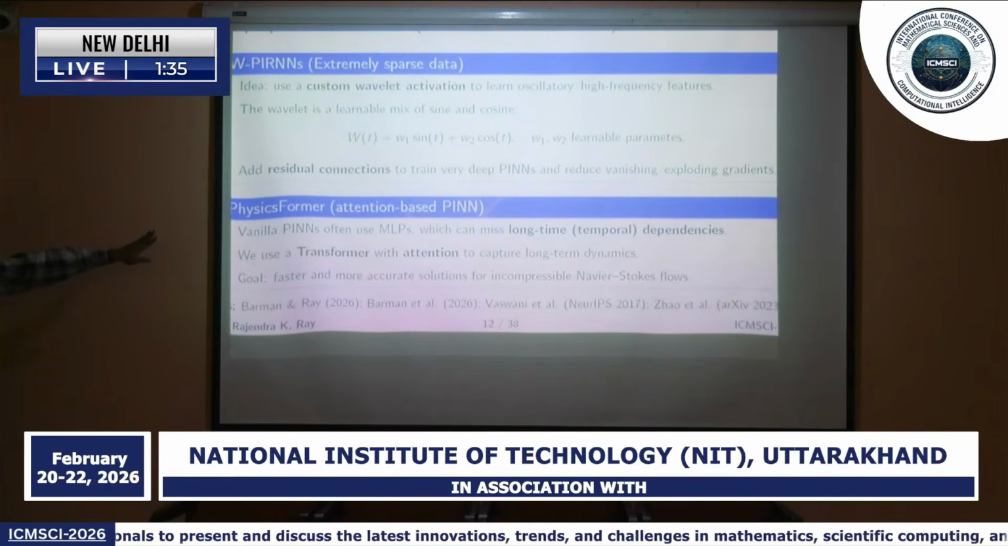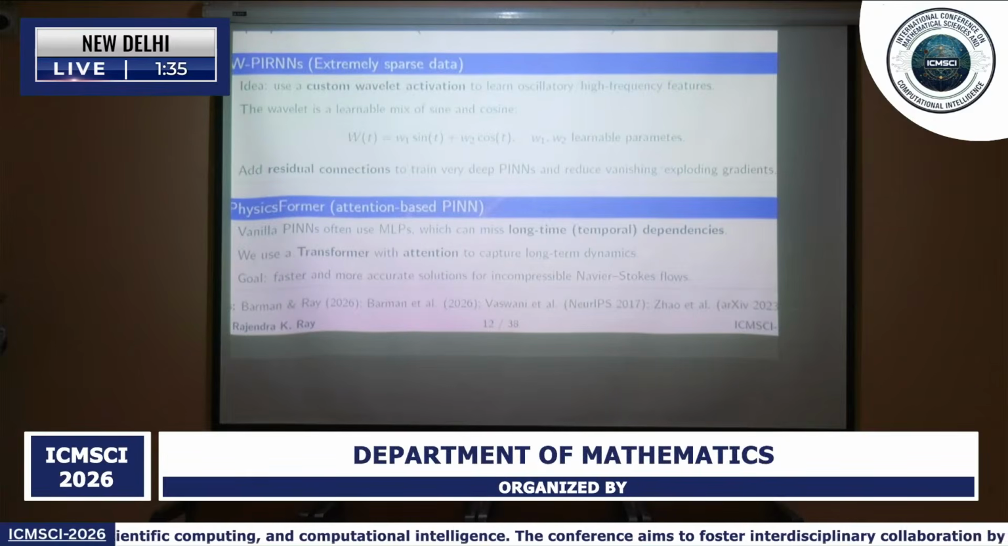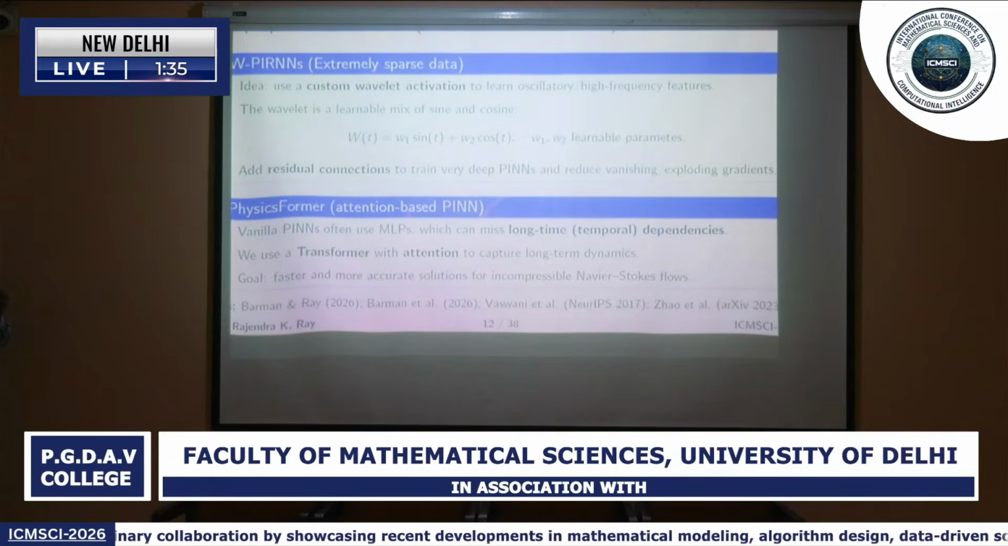If I use physics former, basically here we are taking a time sequence. Let's say I have data from 0 to 19 seconds, and each slice is 0.1 second. So I am going to take all 200 slices sequentially. So time t is equal to 0, then 0.1, 0.2, and in this way up to 19.9.